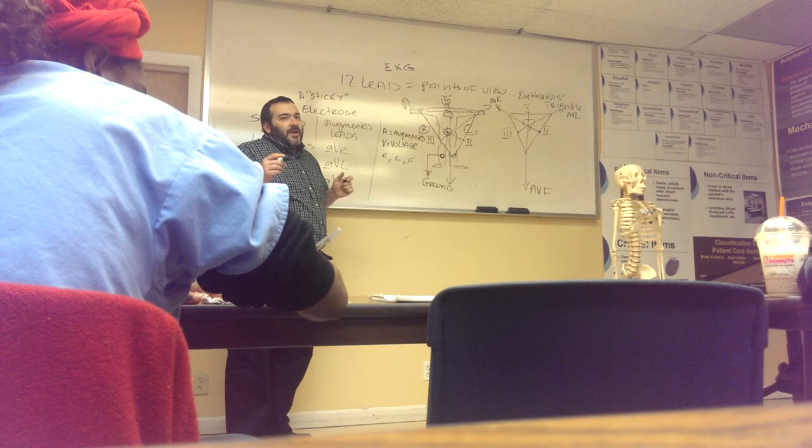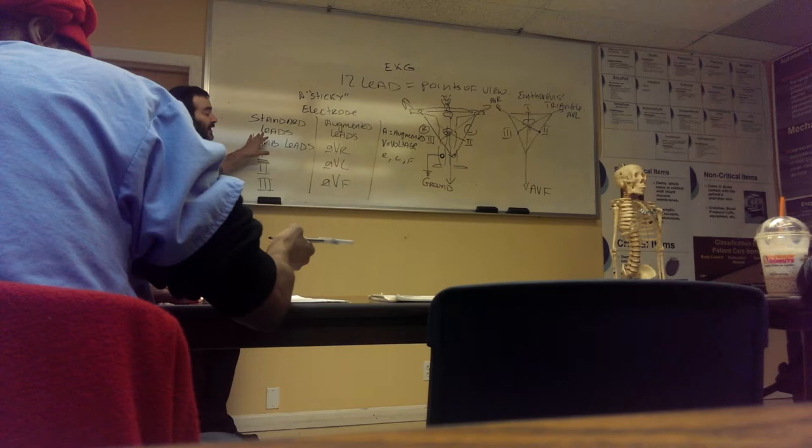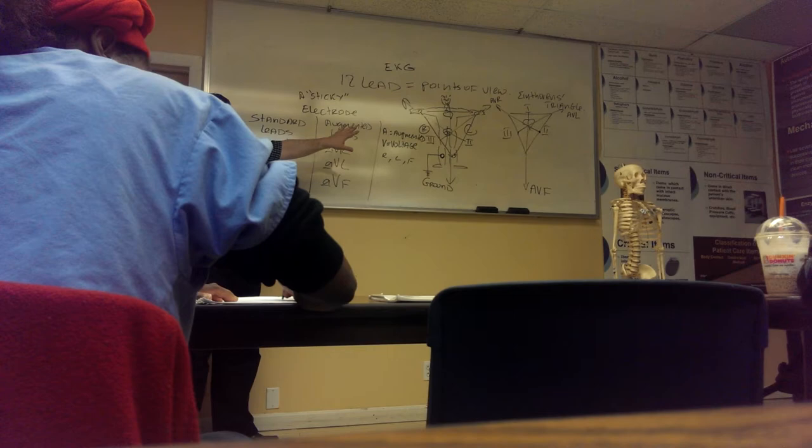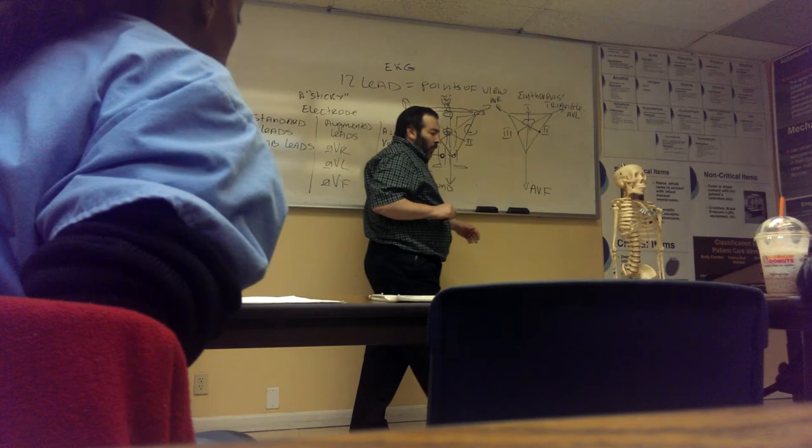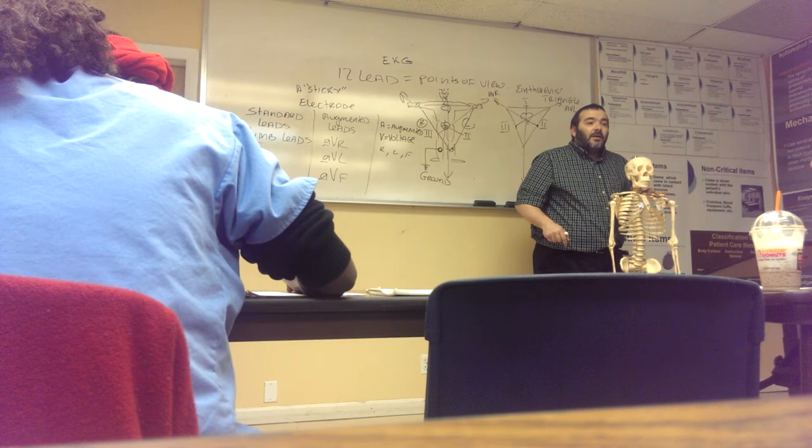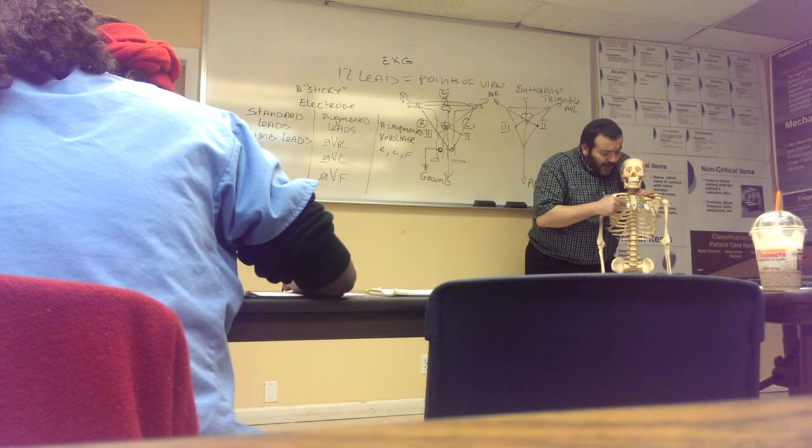Does this make sense? So we have standard or limb leads, 1, 2, 3. We have augmented leads, which we get from Einthoven's triangle. And then our next viewpoint. Now, watch this. Henry the skeleton has stickies. We're pointing to the feet. See that? Now, our next leads are on the chest.